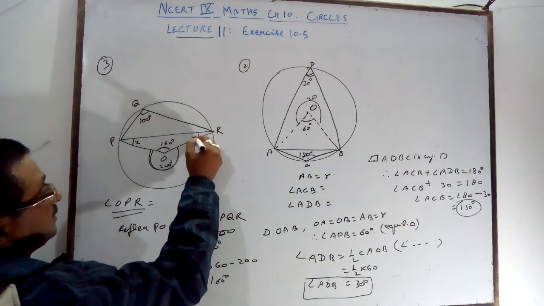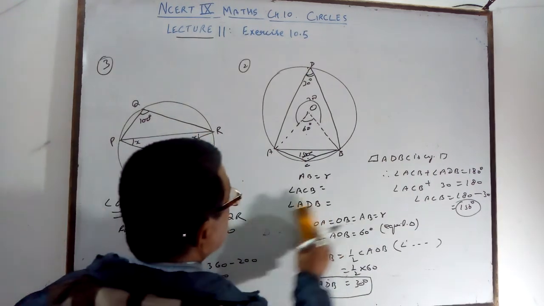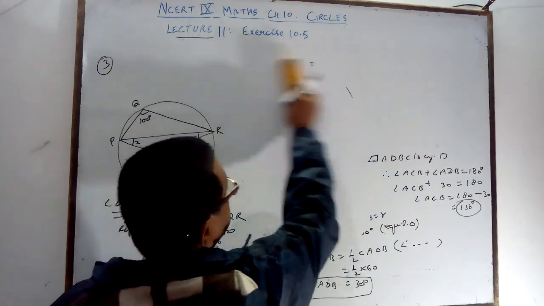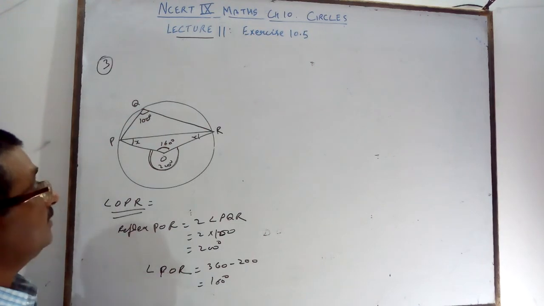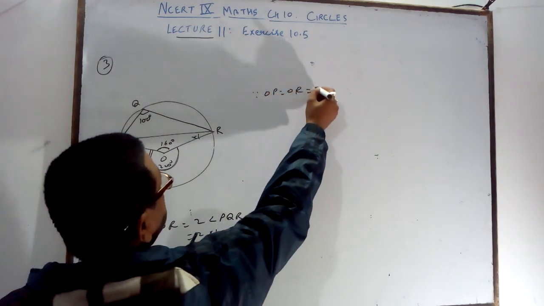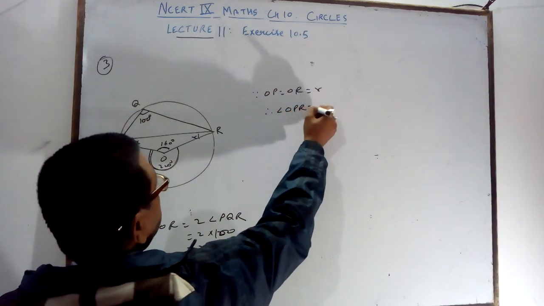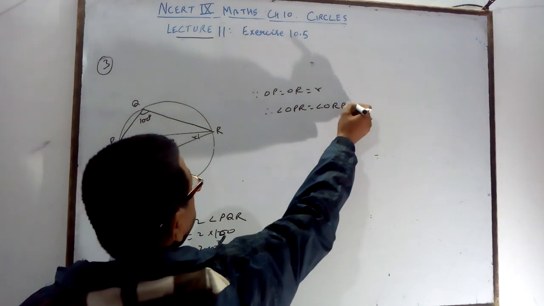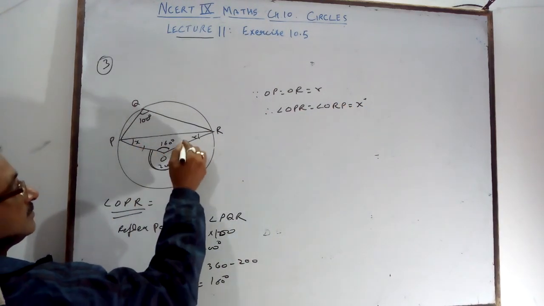These two angles are equal. Why are these two equal? Because OP is equal to OR, the radius of the circle. OP is equal to OR is equal to R. Therefore, angle OPR is equal to angle ORP is equal to x degrees, both being angles opposite to equal sides.